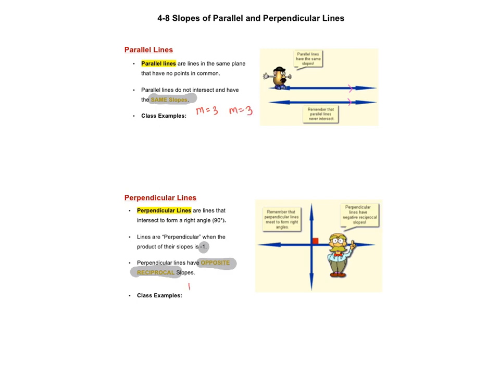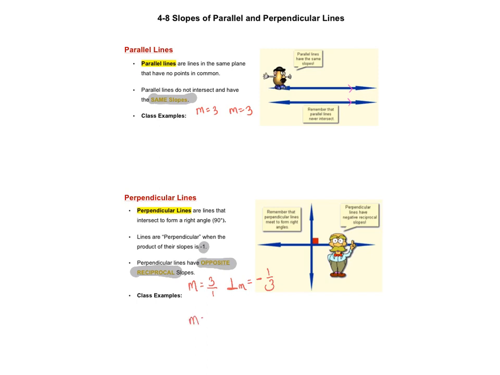For opposite reciprocals, if you have m is 3, think of 3 as a fraction, which is 3 over 1. Then the perpendicular slope would be opposite, so opposite sign, negative, and then 3 over 1 flips to 1 over 3. That's the reciprocal.